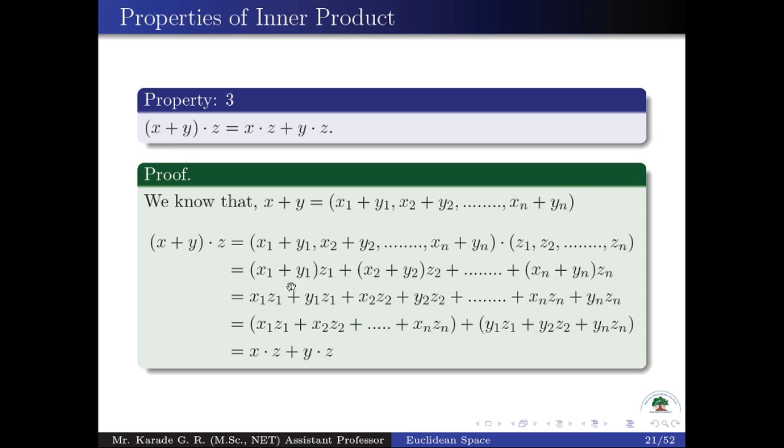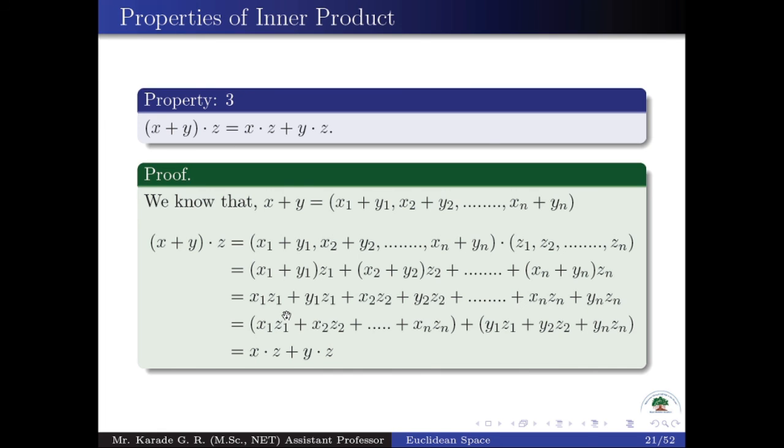Now the xi's, yi's and zi's are real numbers, and multiplication of real numbers distributes over addition of real numbers, which is known to us. We use this property of real numbers here, so we can multiply inside. If I multiply inside, we get x1 into z1 plus y1 into z1, plus x2 into z2 plus y2 into z2, plus dot dot dot plus xn into zn plus yn into zn.